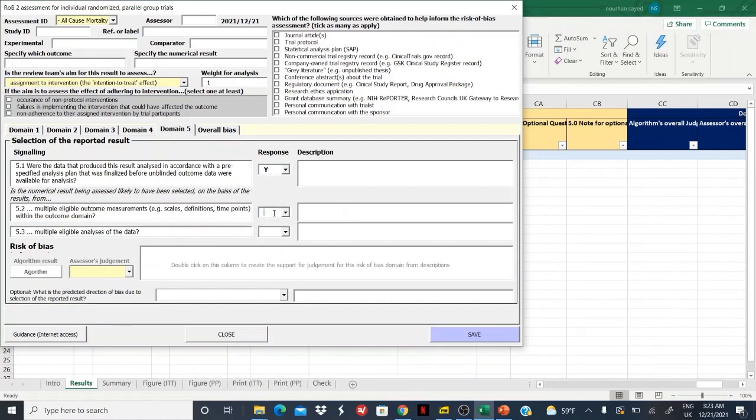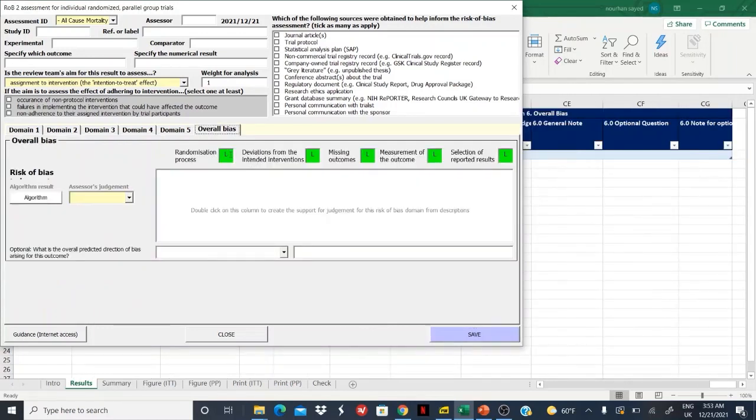So in our case, it's a yes here and a no for both of these, and that will give it a low risk of bias. And this is basically the summary of the risk of bias 2 tool. The final step would be the overall bias. Now, this is determined by the previous judgments of bias you've passed on these 5 domains. And since in our example all of them were examples of low risk of bias, we're going to pick a low overall risk of bias. And that's going to be it.